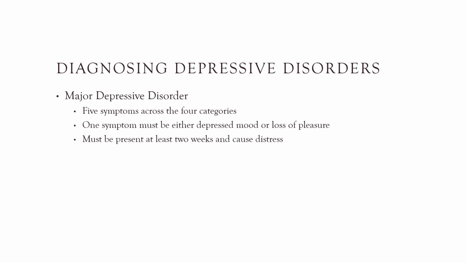So in order to be diagnosed with one of these depressive disorders, for major depressive disorder, they have to have at least 5 symptoms across those 4 categories that we just talked about. So that's one of the criteria that has to be checked off. They have to have at least 5 of those symptoms. One of the symptoms has to be the depressed mood or lack of pleasure. So they have to have at least that one and then 4 others.